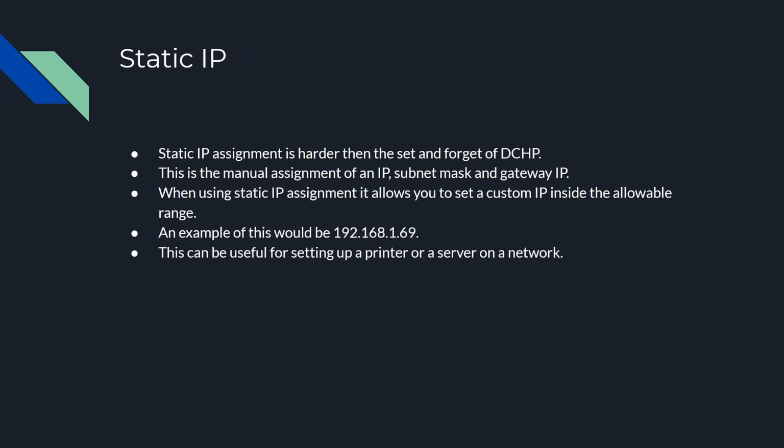Static assignment is done differently. This is the manual assignment of an IP. This is done by the user. The user needs to know what IP address they want to assign, the subnet mask, and the gateway address. This is harder than the set and forget of DHCP, but this ensures that the IP will always remain the same whenever the device is connected to a network. This can be useful for a printer or server on a network.